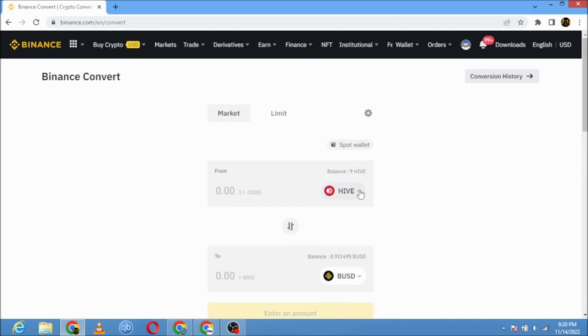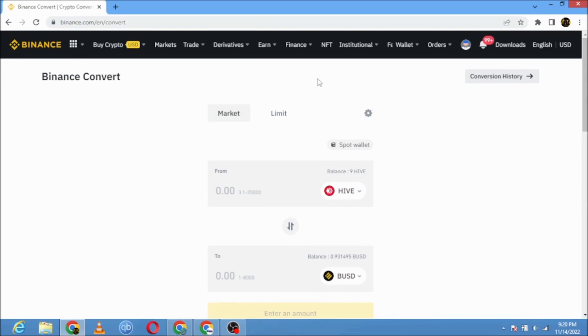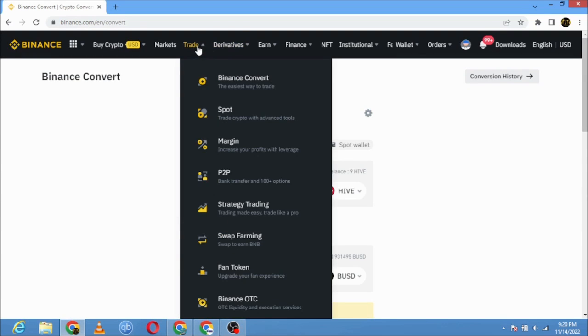Now when you reach here, if at all you don't know any trading and you want to change any coin from another coin, let's take an example that you have Hive coin and you want to put it in BUSD, you just click here, you put the amount which you want to transfer to BUSD, and once you click here and enter an amount, you're good to go. You have already converted all the things that you want.